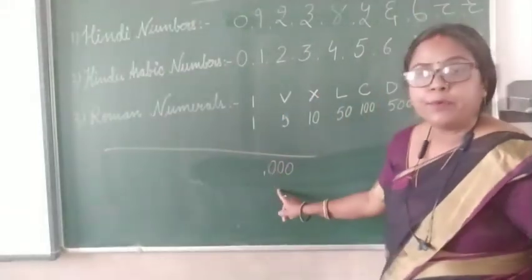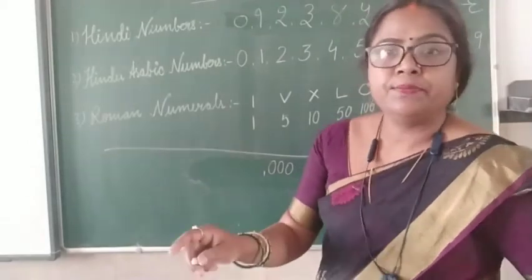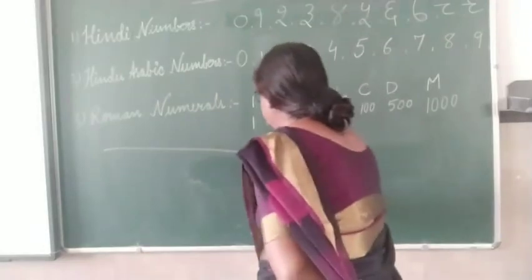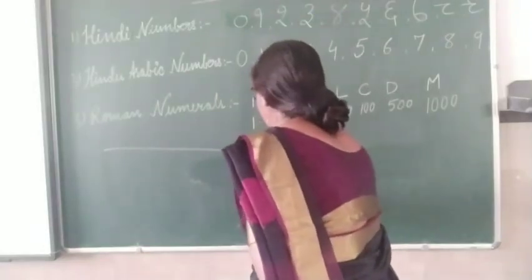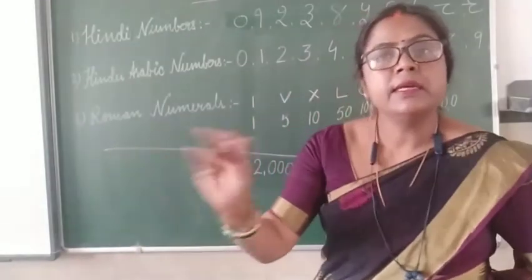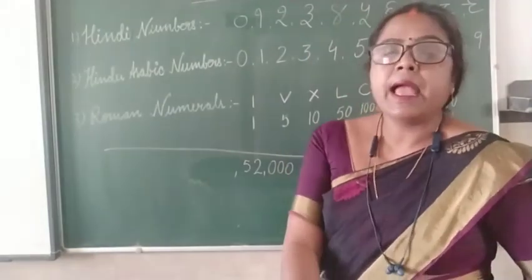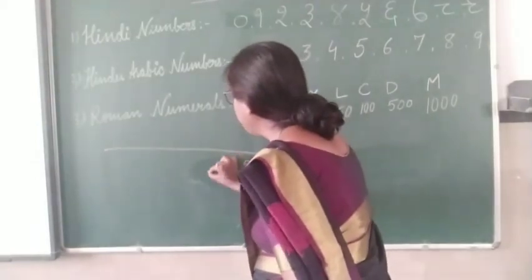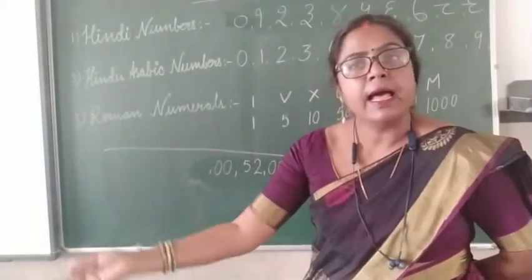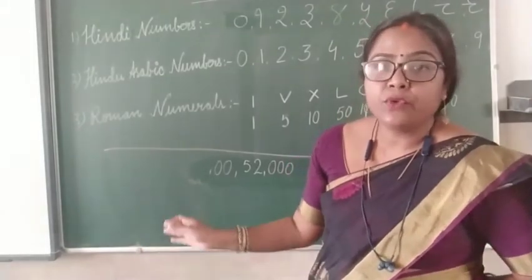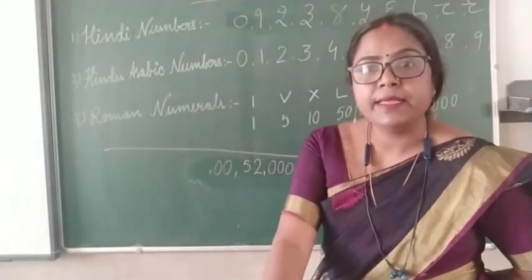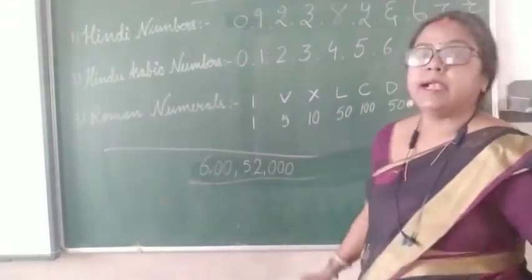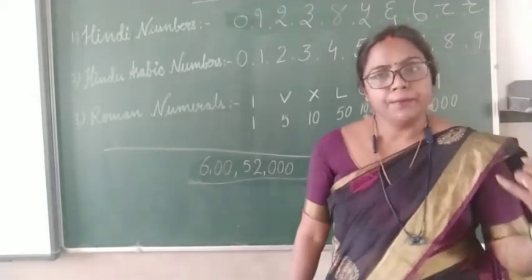After doing this, what do we have to do? We have to look for the thousand period. And what number is there in the thousand period? That is 52. So we will write down 52 here. Then we will move to the third period, that is the lakh period, and in the lakh period there is again no digit, so we will put 0, 0. Then we will move forward to the last period, that is the crore period, and in the crore period one number is there at the crore place, that is 6. So we will write down this. This is the correct way to write the numerals from the number name.